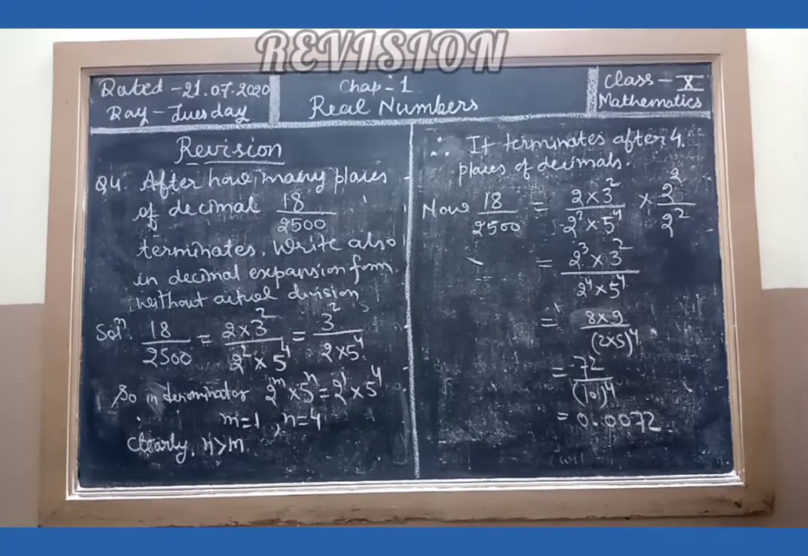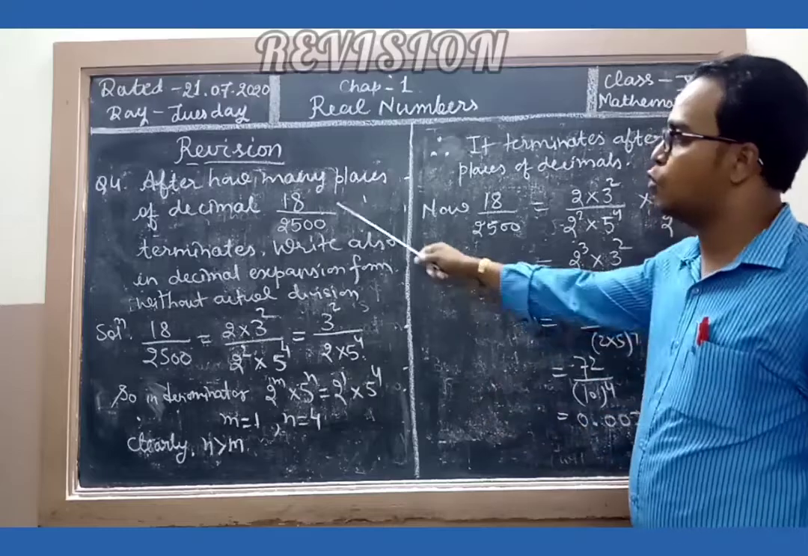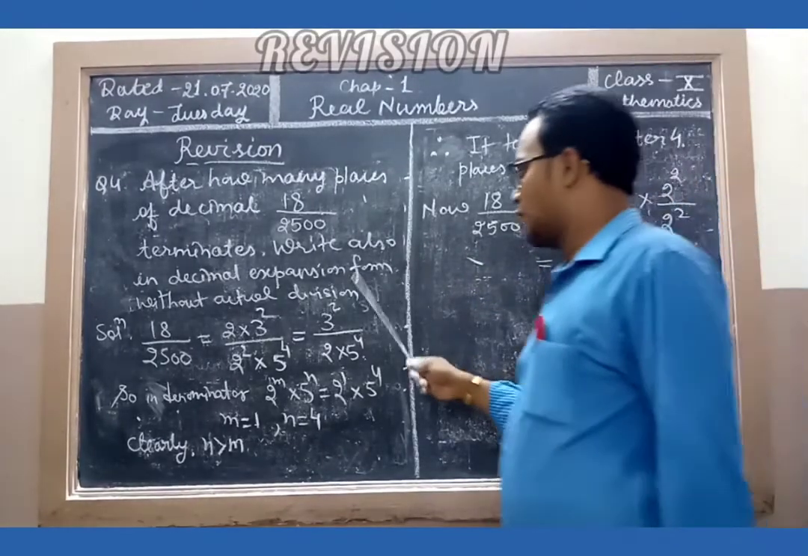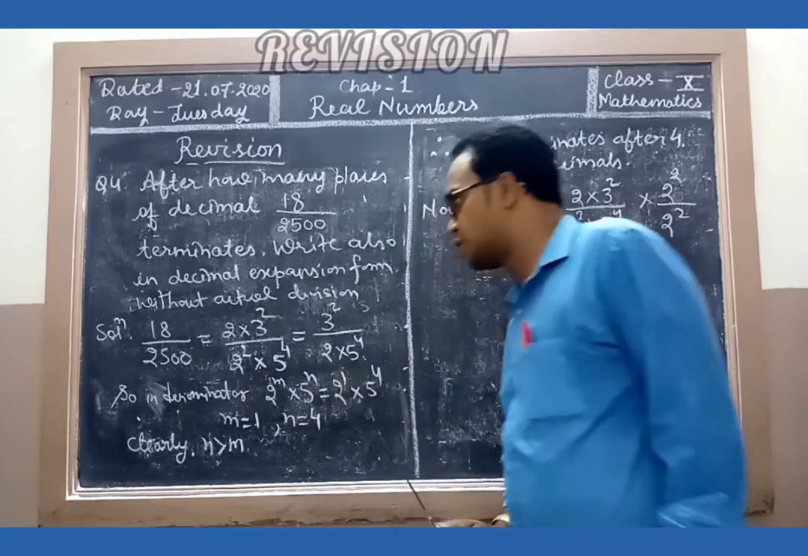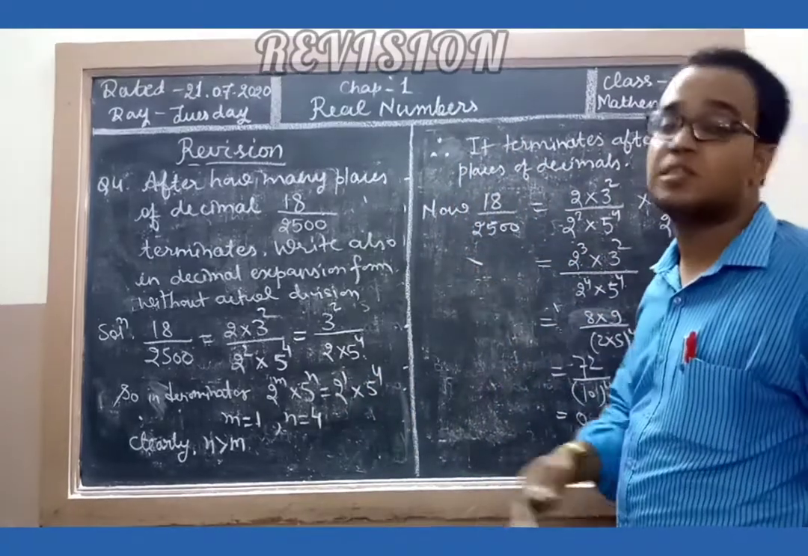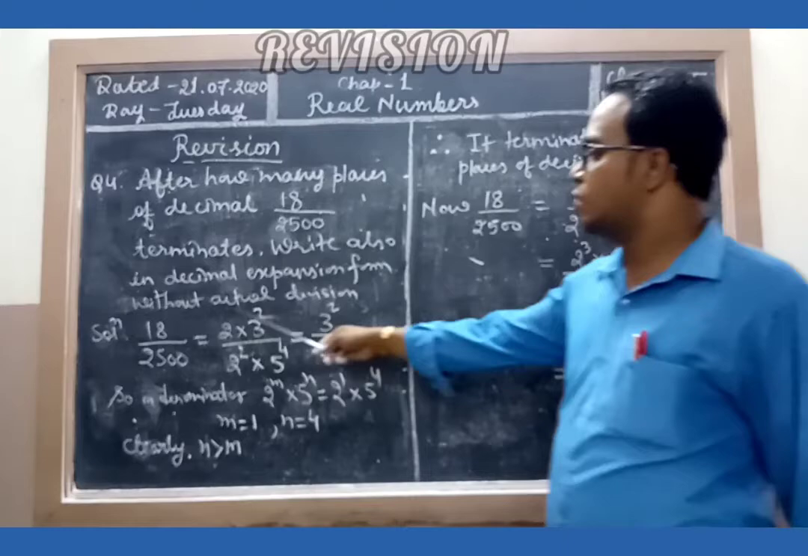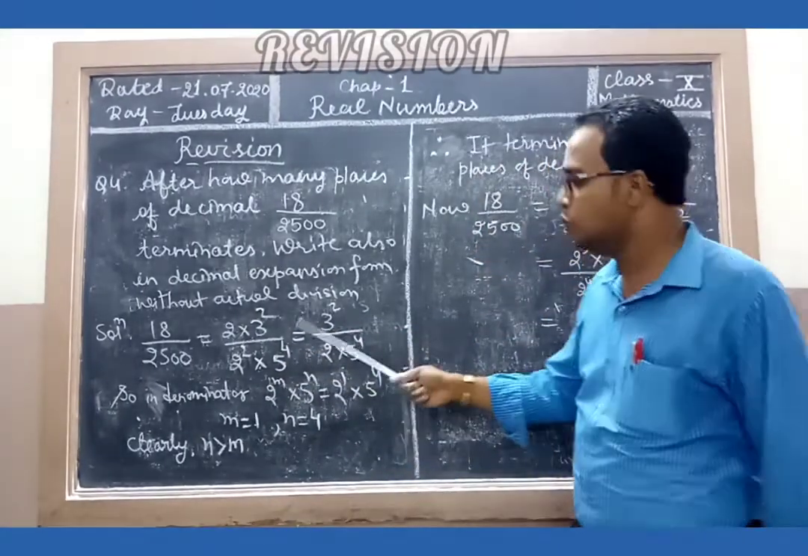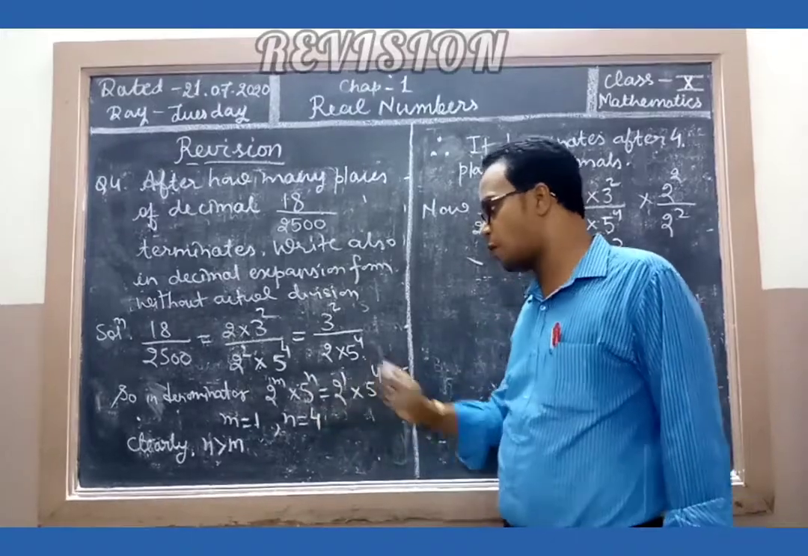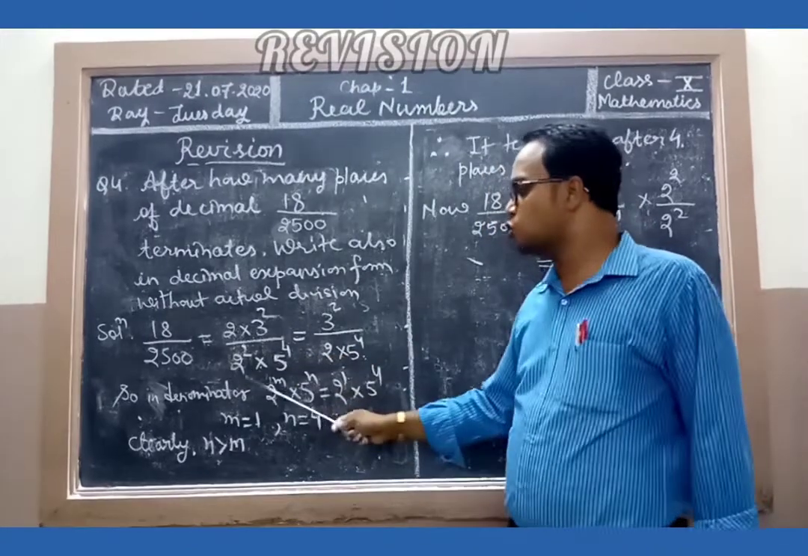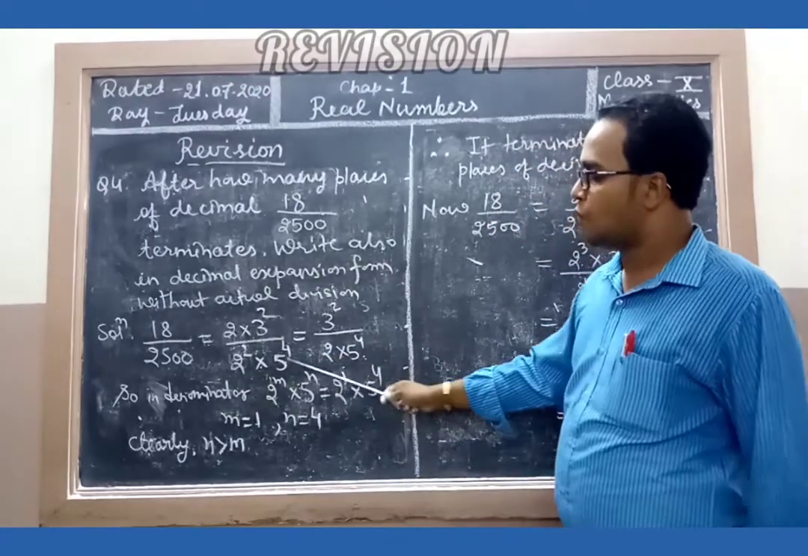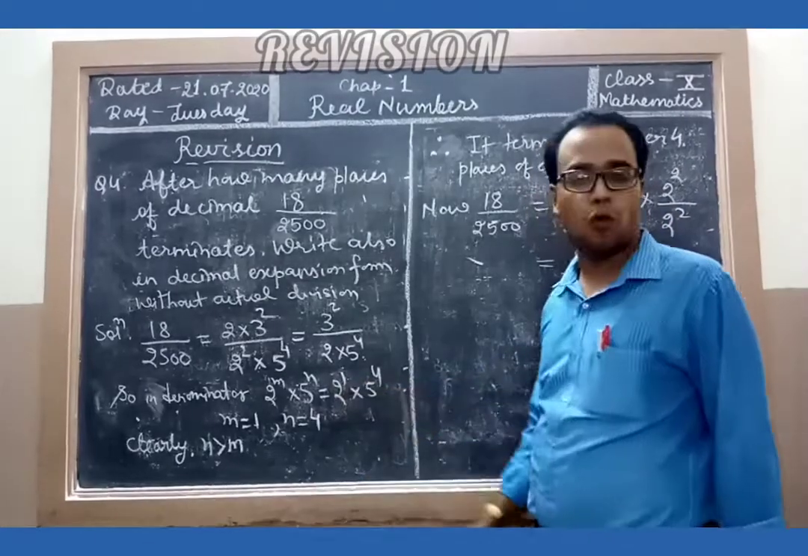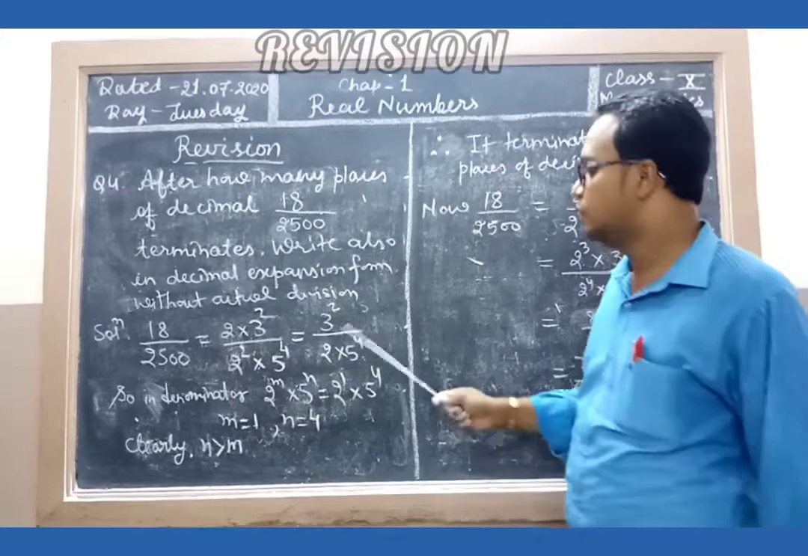Question 4. After how many places of decimal does 18 upon 2500 terminate? Write also in decimal exponential form without actual division. Terminate means the decimal ends. 18 upon 2500. First of all we do prime factorization: 18 is 2 into 3 to the power 2, and 2500 is 2 to the power 2 into 5 to the power 4. 5 to the power 4 is 625, 2 to the power 2 is 4, 4 into 625 is 2500.